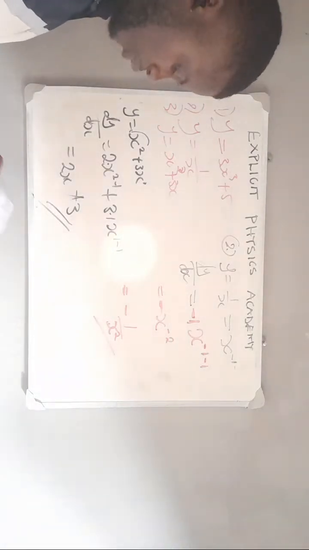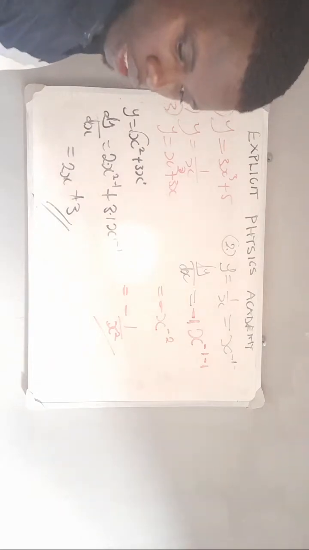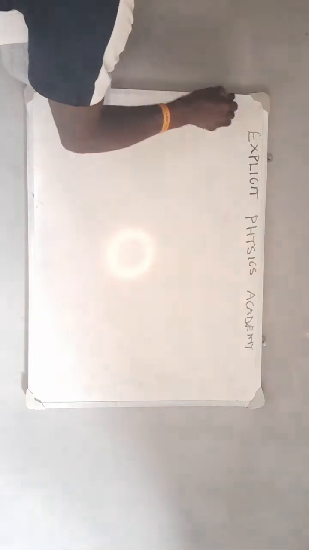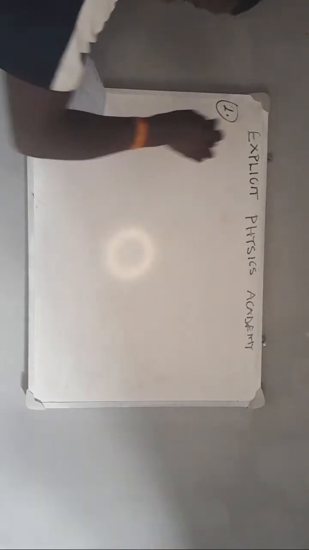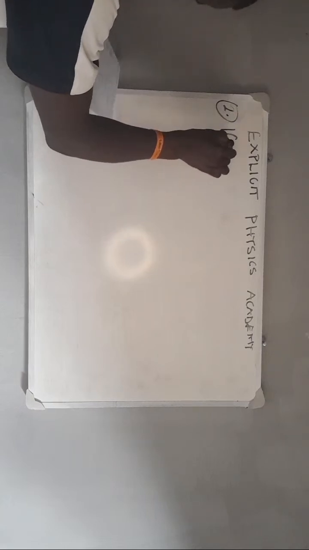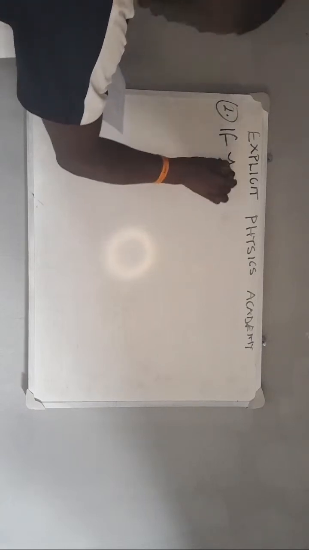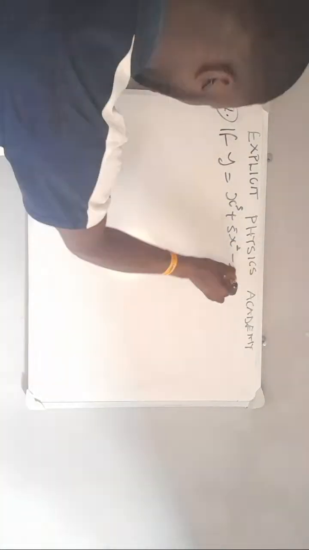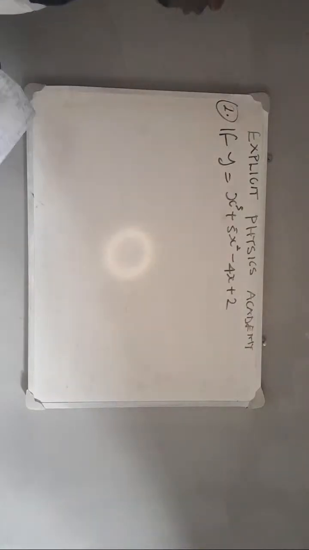Okay, now let's solve polynomial problems. Let's just solve 2 or 3, and we call it a day. Let's solve something that is different from this so that we understand it better. Now we are given: if y is equal to x cubed plus 5x squared minus 4x plus 2, differentiate with respect to x.